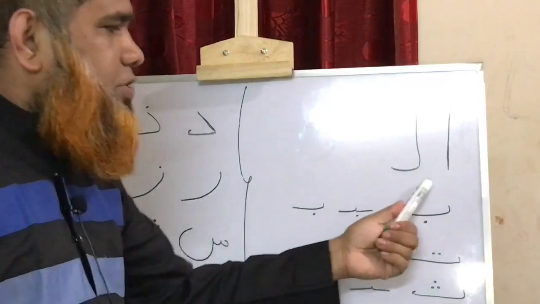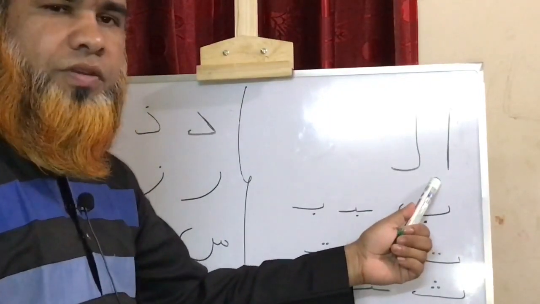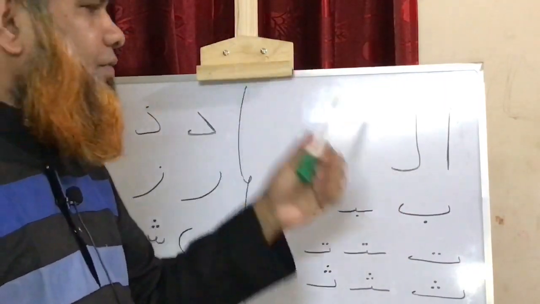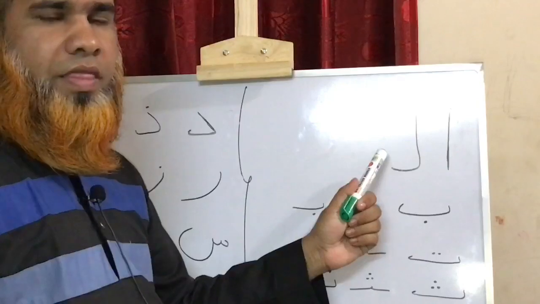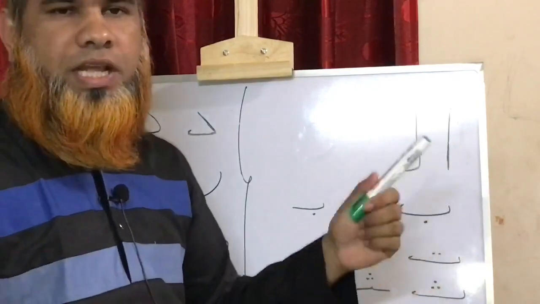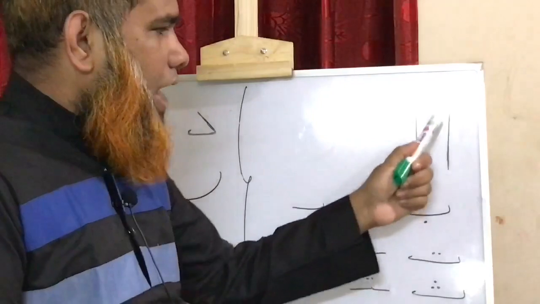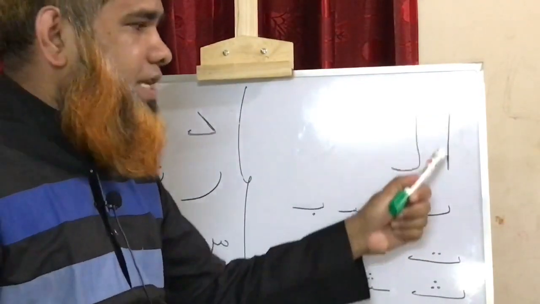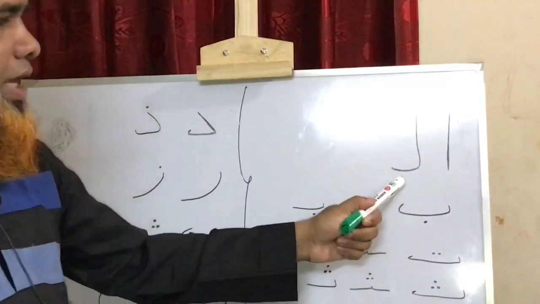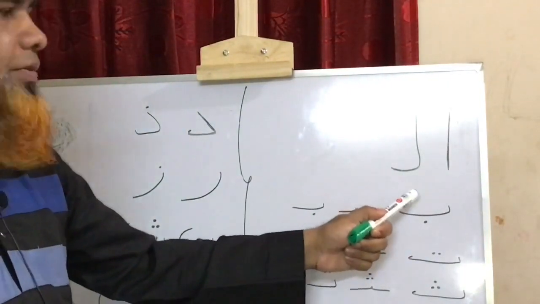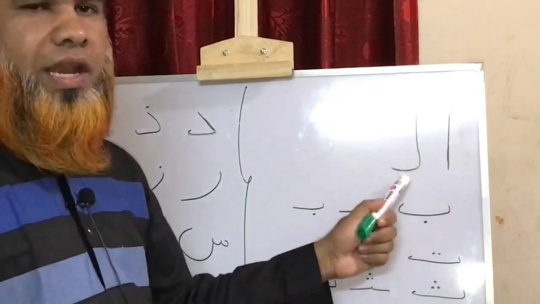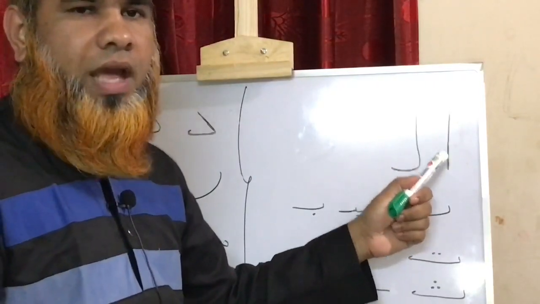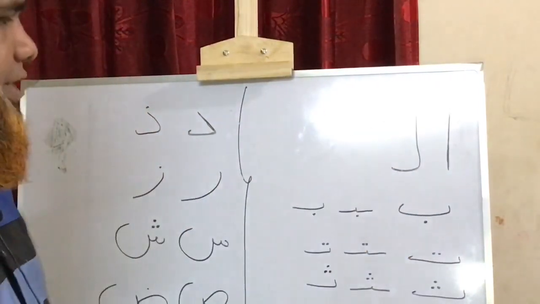But if it bends to the left from the bottom, it will not be alif anyway. It will be lam, which is equal to the English letter L. So alif should never turn to the left at the bottom. I have written lam as well on the side of it so that you can differentiate between alif and lam. So we are learning the first letter alif. Let's move on to the second letter.